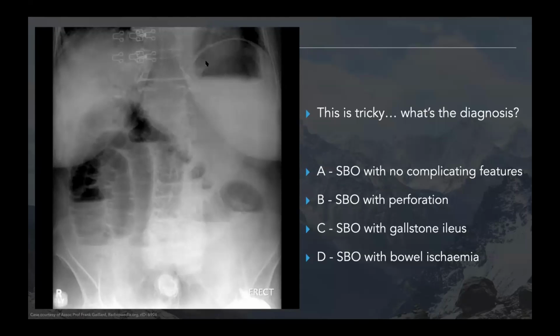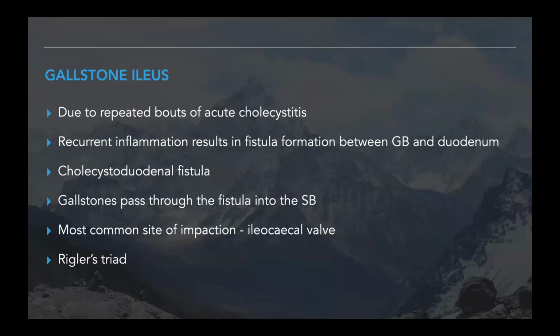Yeah, gallstone ileus. Yeah, well done. So this is really, really hard. I'll go through the imaging features in a second, but essentially this is due to repeated bouts of acute cholecystitis, and the recurrent inflammation results in the formation of a fistula between the gallbladder and the duodenum. That's called a cholecystoduodenal fistula, and it allows gallstones to pass through the fistula into the small bowel. They usually migrate around the small bowel and then get stuck at the ileocecal valve, which leads to small bowel obstruction. And the radiographic features are Rigler's triad, which is distinct from Rigler's sign.